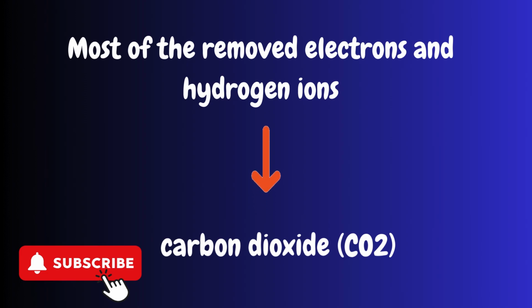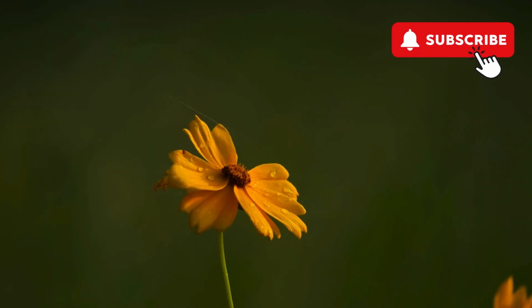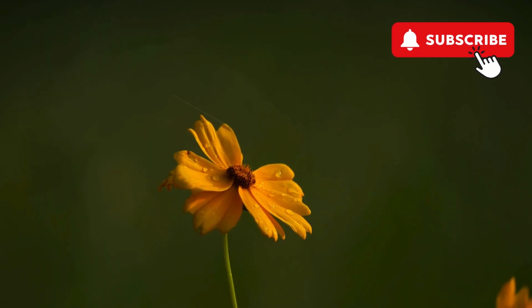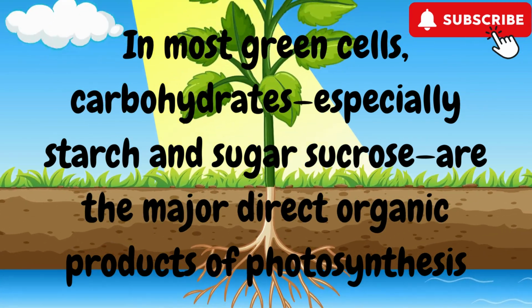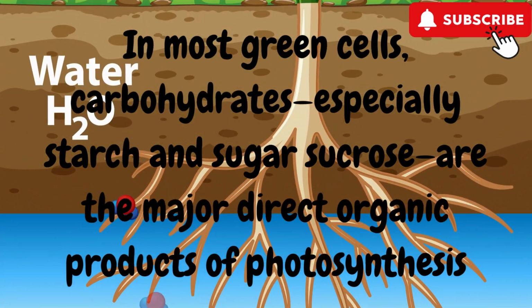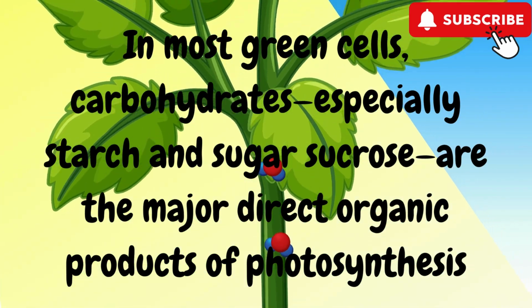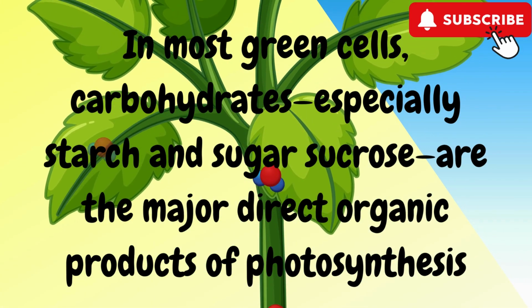Most of the removed electrons and hydrogen ions ultimately are transferred to carbon dioxide, CO2, which is reduced to organic products. Other electrons and hydrogen ions are used to reduce nitrate and sulfate to amino and sulfhydryl groups in amino acids, which are the building blocks of proteins. In most green cells, carbohydrates, especially starch and the sugar sucrose, are the major direct organic products of photosynthesis.